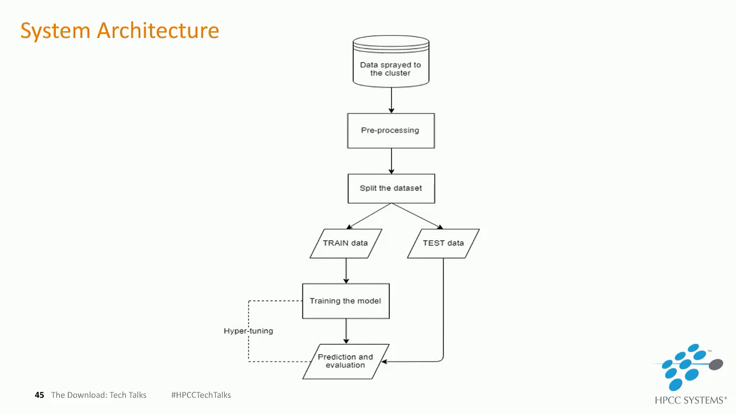Now the system architecture is similar to any model that you'd have come across. There's pre-processing, you split the data set, you train the model on the training data, you get the prediction and evaluation for the test data. Finally, there's some hyper-tuning that you can do to get that 1 or 2% increase in accuracy with the same model. So there's nothing unique about this. I follow the same procedure.